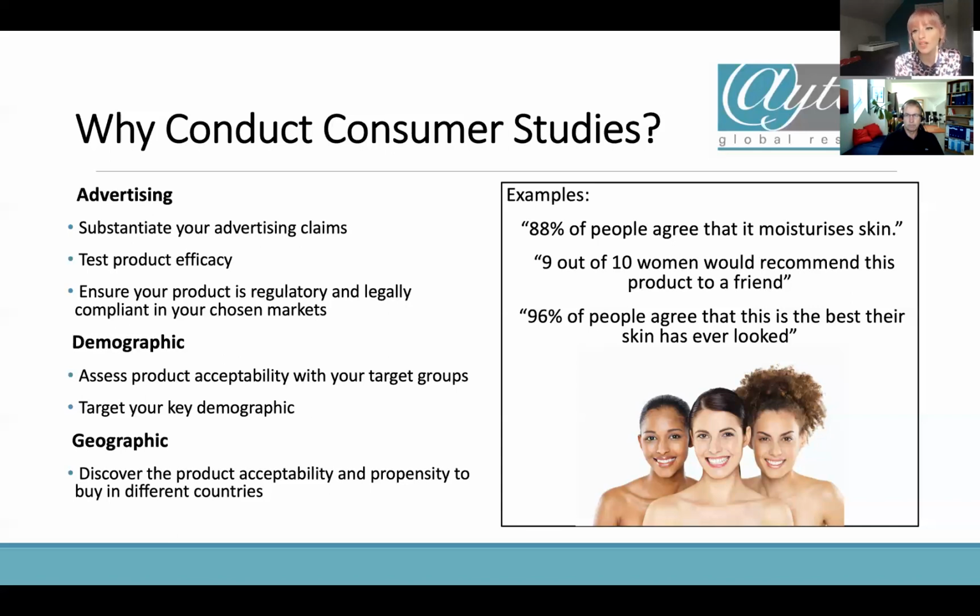I've got some examples there of the kinds of claims you could expect to make with consumer research. Generally looking at things like percentage claims, like 88% of people agree. But you can also generalize it to things like 9 out of 10 women would recommend the product. You can also just use it to substantiate claims as a whole. But it's a really nice way of displaying the data.